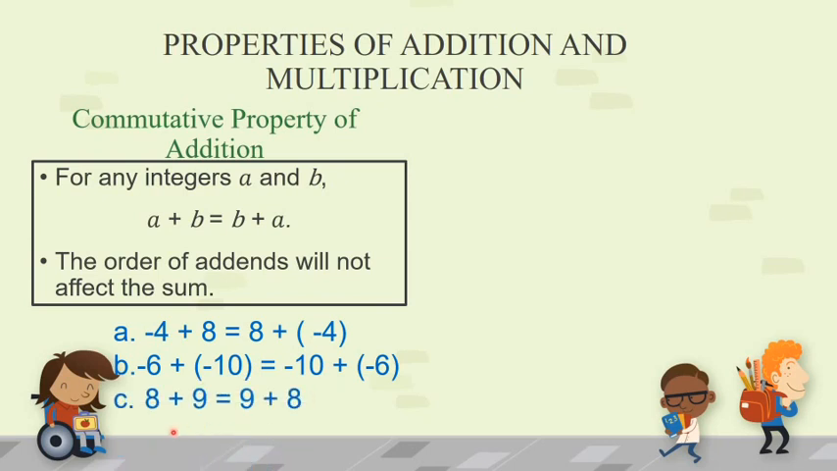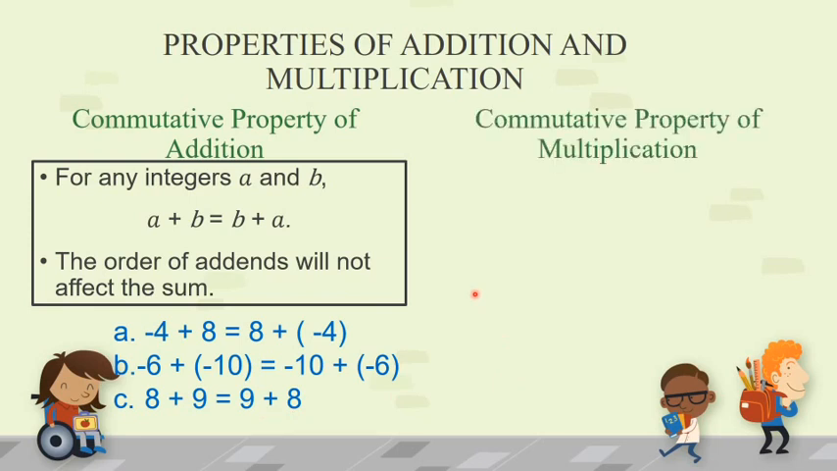Third, we have 8 plus 9 is equal to 9 plus 8. So there is a change in position of the addends. But still, the sums are both equal to 17. So these are the commutative property of addition.